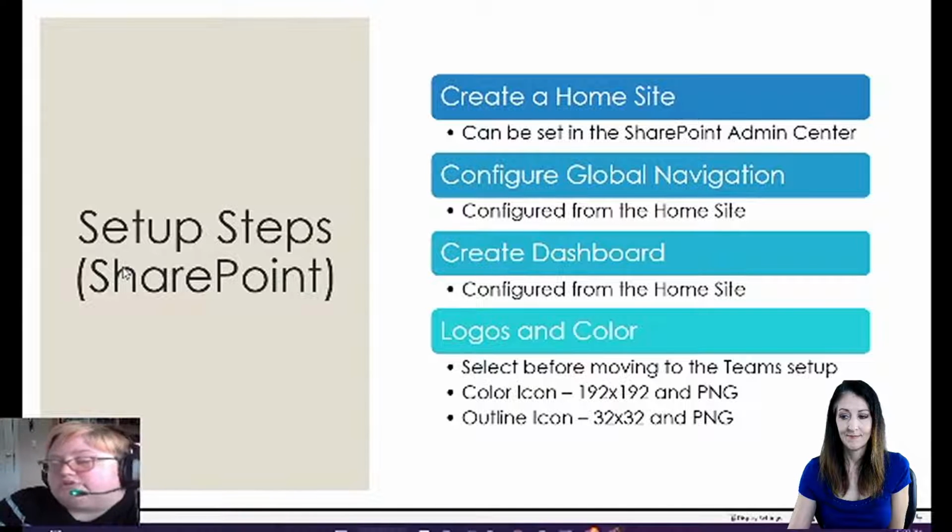Once you do that, which I'll show in a minute, you'll go to your home site, whatever site you set, and you will configure the global navigation. The global navigation can pull from the hub navigation, if that home site was also a hub site, or if it wasn't a hub site, it can pull directly from the actual site navigation on that site. So you have those two options, and you need to configure that prior to anything with Viva Connections.